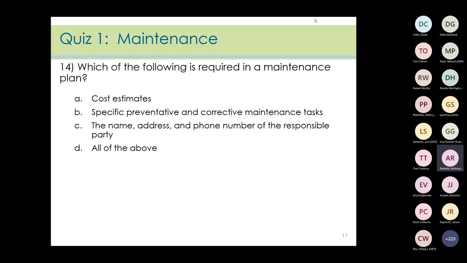Okay, question 14. Which of the following is required in a maintenance plan? And the answer to this is D, all of the above. So Manesh covered this in the maintenance presentation. The maintenance plan must include preventative and corrective maintenance tasks specific to the BMPs used on site, the name, address, and phone number of the responsible party, and must also include cost estimates.